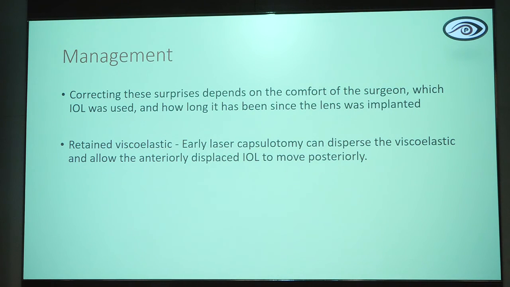Correcting this surprise depends upon the comfort of the surgeon, which IOL was used, and how long the lens has been implanted. Of course, retained viscoelastic. This is the one indication I would like to insist on: early laser capsulotomy. Around 1 month, if that visco is still remaining, early laser capsulotomy can disperse the viscoelastic and allow the anteriorly displaced IOL to move posteriorly.